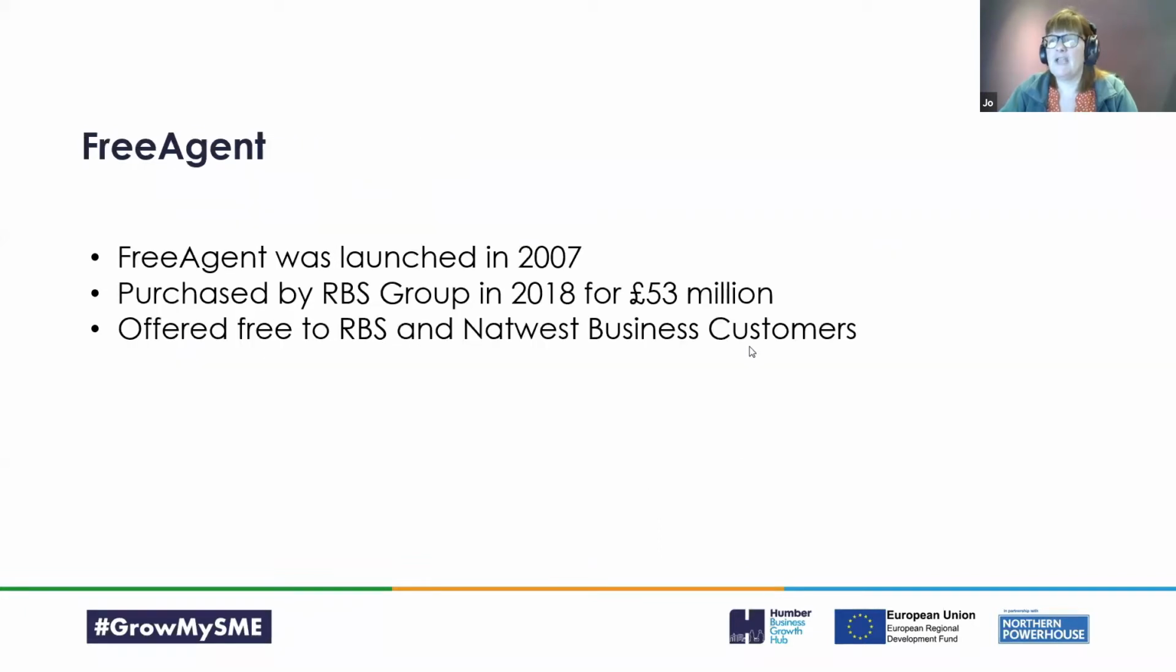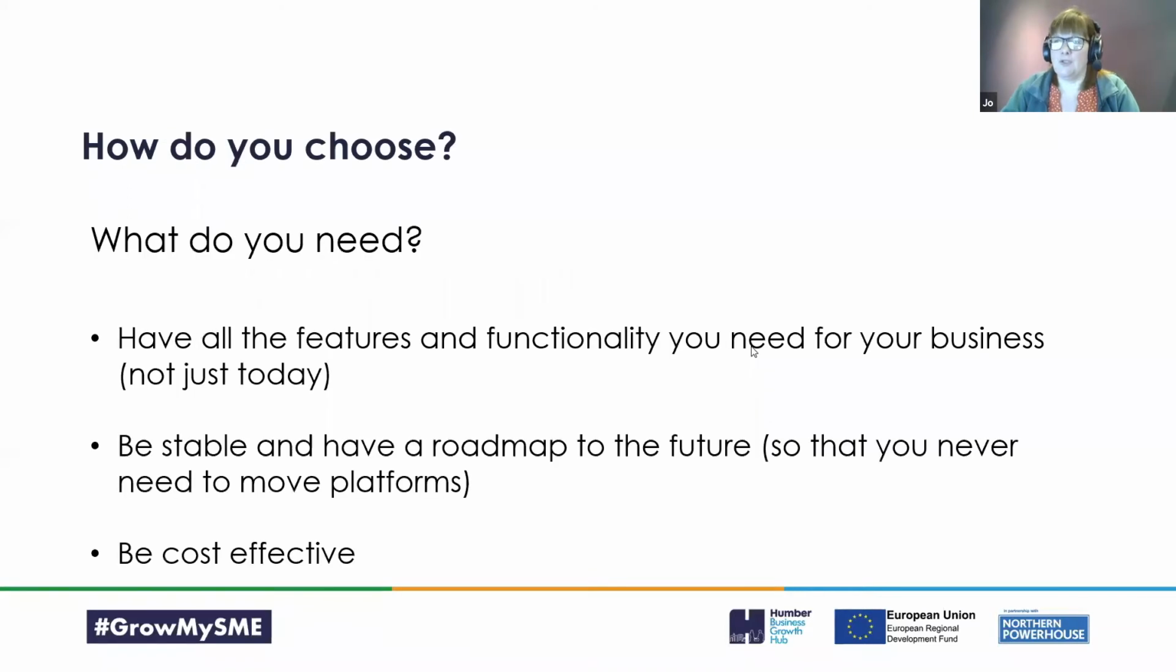Free Agent is pretty simplistic, so it's not got a huge amount of users on the platform. It was purchased for 53 million. Arguably, the likes of QuickBooks spend more than that every year just on their adverts on the telly. So it is a much smaller product. It's not a bad product. It is just relatively simplistic and doesn't have the level of features and functions that the likes of Xero and QuickBooks have. So who do you choose?